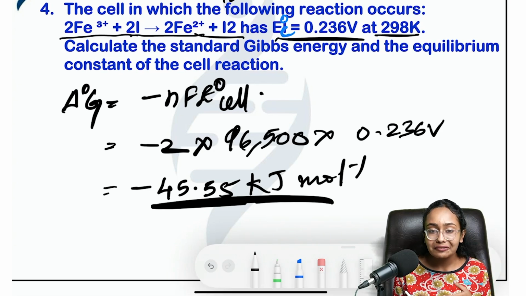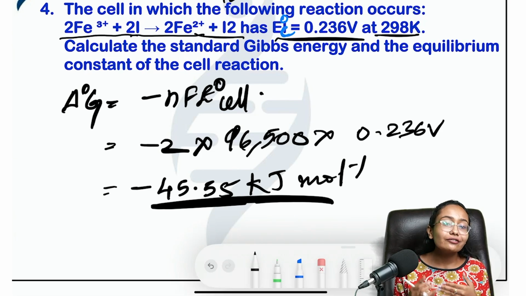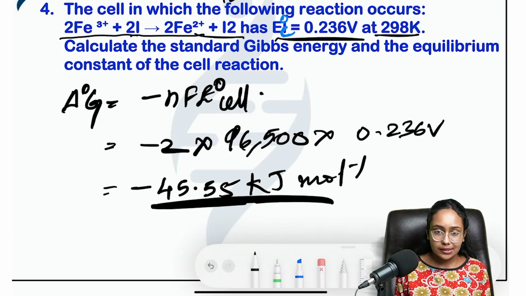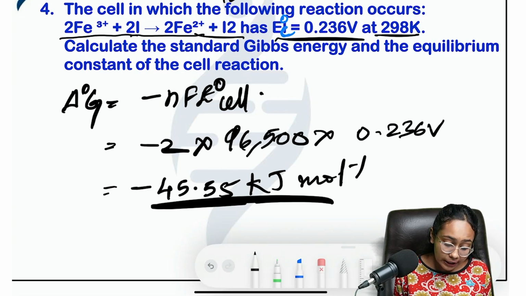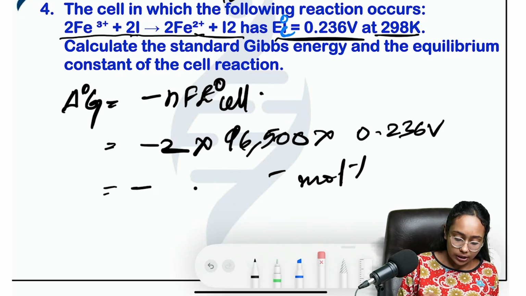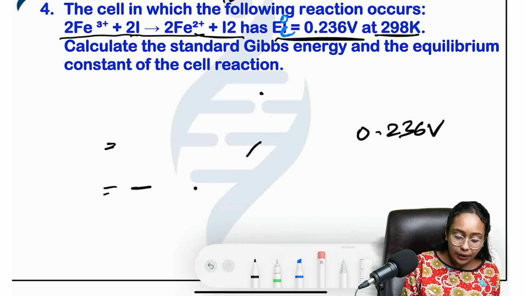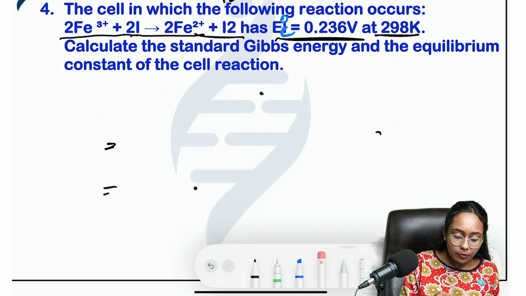The equation is not given, you need to find it out. You have already learned it from my previous session, right? Standard Gibbs free energy equals minus nFE naught cell. Now we are asked to find the equilibrium constant. So if you know the standard Gibbs free energy, you can find the equilibrium constant as well.